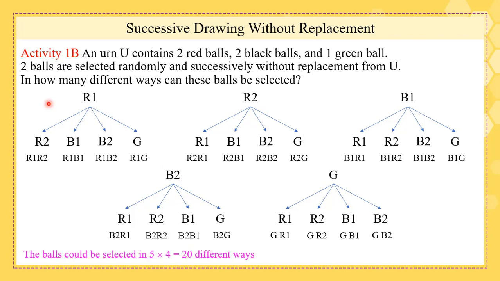So the question is, in how many different ways can these balls be selected? You see, we have 20 different ways, and we don't have any repetition here. Each way is different from the second way. So we're going to have 20 different ways. Now notice here that 20 is 5 times 4. In fact, as you see, we have 5 groups, and each group contains 4 different ways. So the answer is 5 times 4.